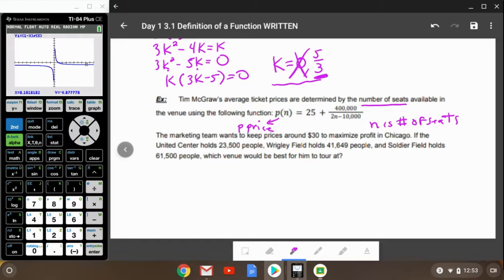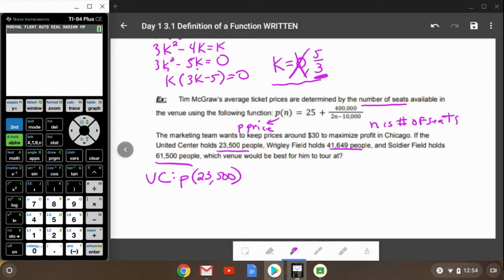Okay, so the marketing team wants to keep prices around $30 to maximize profit. All right, so we know what N is, right? This is an N, this is an N, and this is an N. So what I want to do is find out, for the United Center, what the price is if I were to have 23,500 seats. Now, this is where your calculator is actually pretty sweet on this. You could go to the main menu and just start typing in 23,500 into that equation, but the problem is you're going to do it 3 different times.